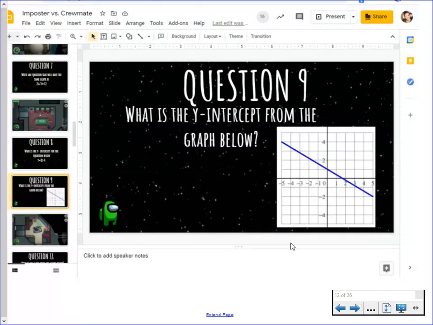Number 9, what is the y-intercept? So you find your y-axis on your graph and you figure out what number it crosses at. In this case, it crosses at 1, so the y-intercept is 1.